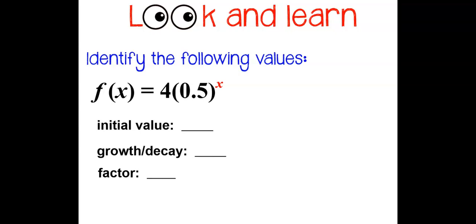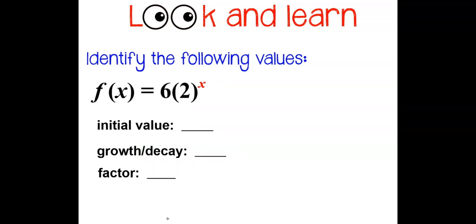Let's practice identifying the initial value, whether something is growth or decay, and what that growth or decay ratio or factor is. The initial value in this example is 4. This has a rate that is between 0 and 1. Therefore, it is decay. And because the value is 0.5, we call that the decay factor. We are decreasing by 1/2 each time.